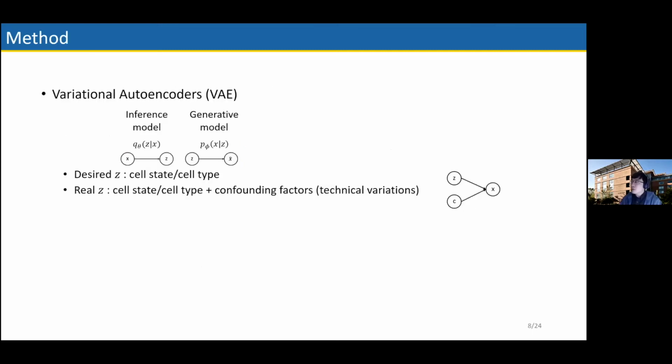With this in mind, we are trying to develop a method that could tackle these technical effects. Our method is based on a variant of VAE, the variational autoencoder. I'll just give a brief intro here. A VAE consists of an inference model and a generative model. The inference model learns a posterior distribution of the latent variable Z and is parameterized by a neural network. The generative model samples from the latent distribution through reparameterization and then reconstructs the input data through a neural net.